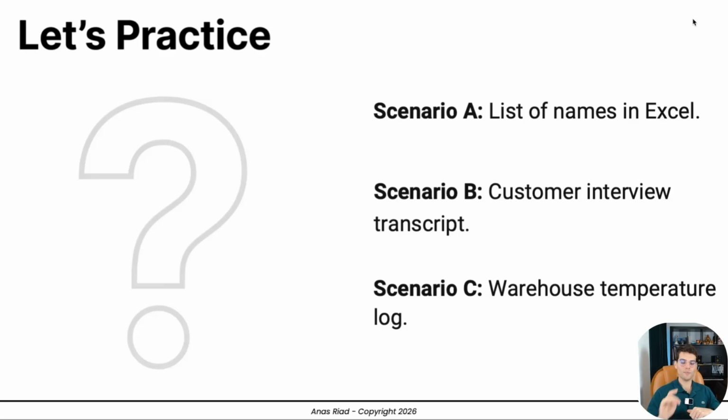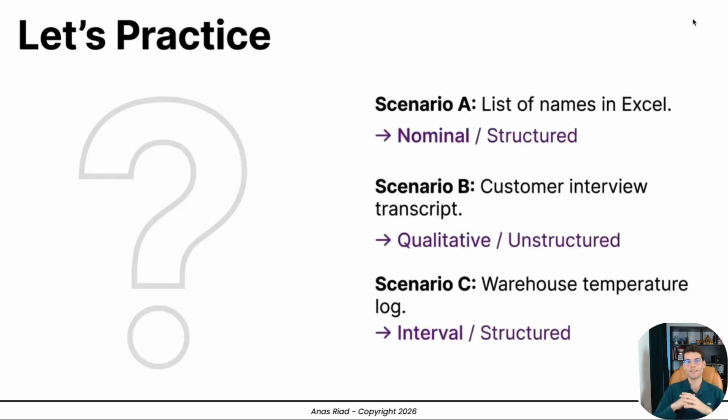And I'm just going to show you the slides. Scenario A is nominal, it's structured. A list of names, like Julie, Anas? There's no order, one is not better than the other or more important. So it's nominal, it's structured. Scenario B is customer interview transcript. This is qualitative, it's just text, it's unstructured. And scenario C, warehouse temperature log. This is an interval because temperature is an interval, as we saw earlier. And this is structured because it's a number.